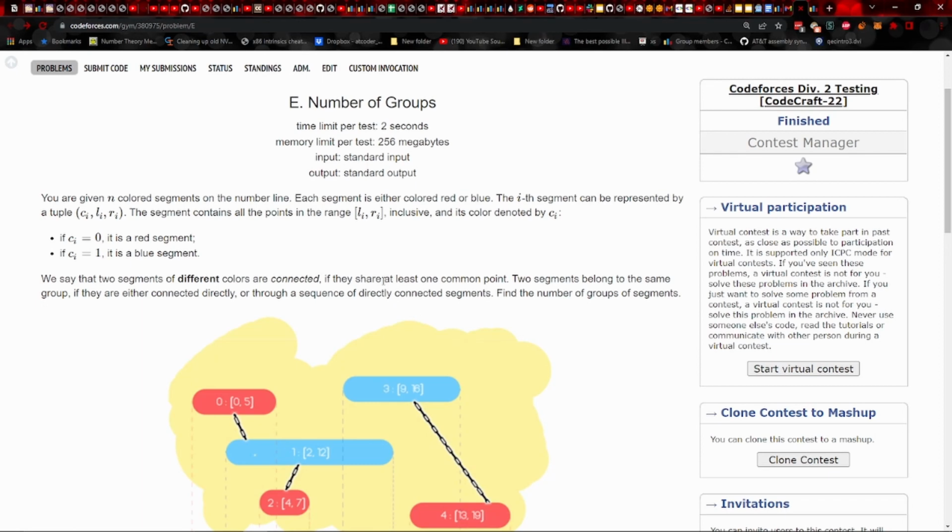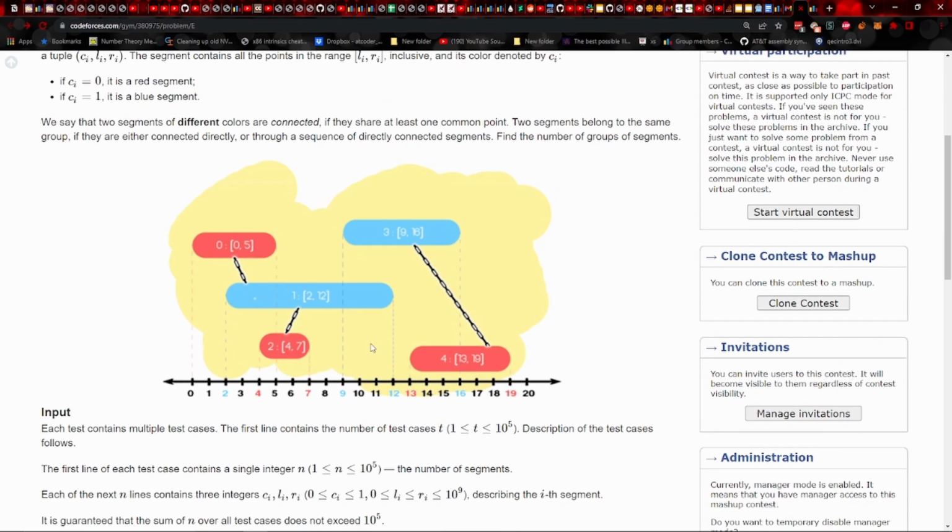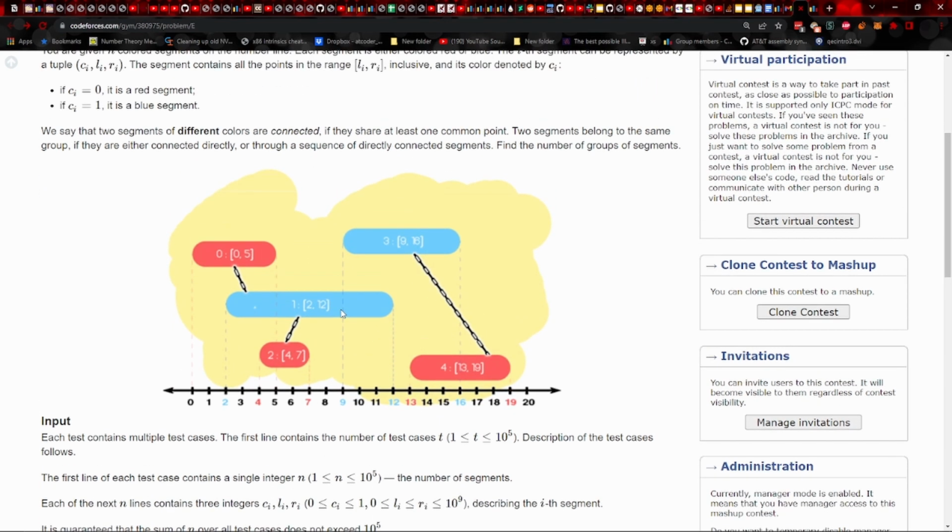So I assume everybody's read the statement, so I'll skip reading it line by line and just give a brief overview. The problem essentially gives us n horizontal segments that are laid out on the number line. Each of these segments starts and ends at integer coordinates, and the segments are assigned some color. The color is either red or blue.